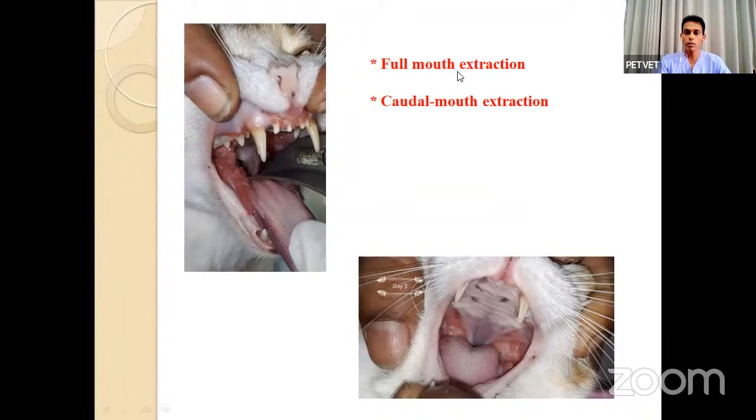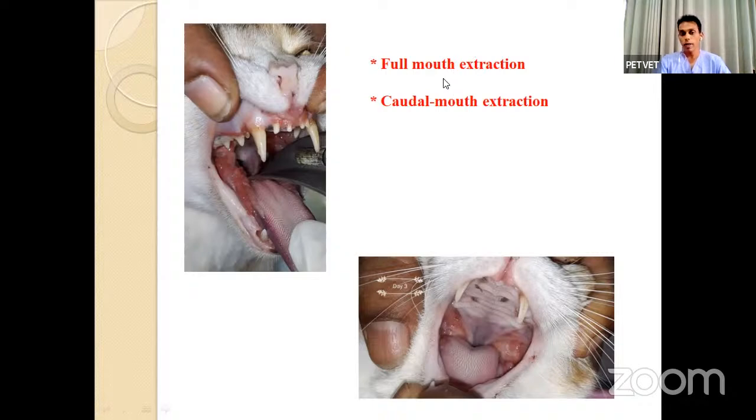Some people, without going for full mouth extraction, go for a thing called caudal mouth extraction, where you remove all the cheek teeth, and keep all the incisors and the canines. 16 front teeth you keep, and you only remove the 14 back teeth. So that's called caudal mouth extraction. That's also sometimes practiced with significant success, but the ideal recommendation is the full mouth extraction.